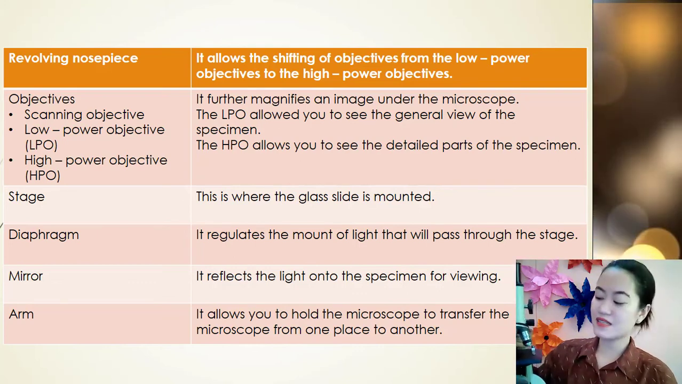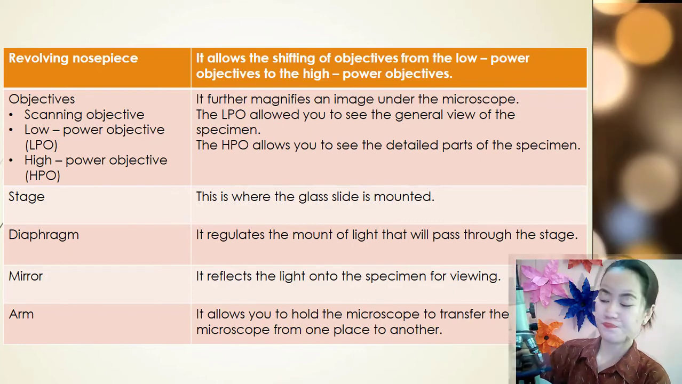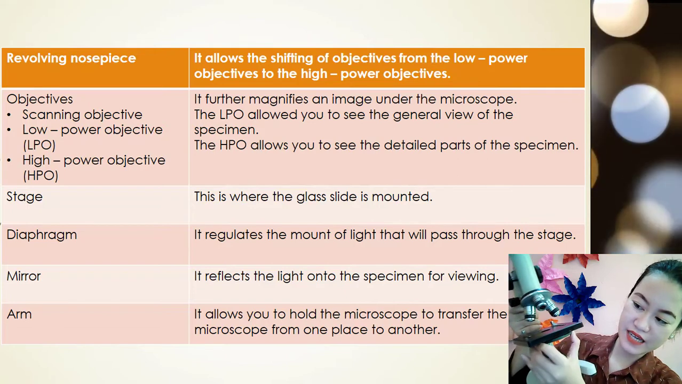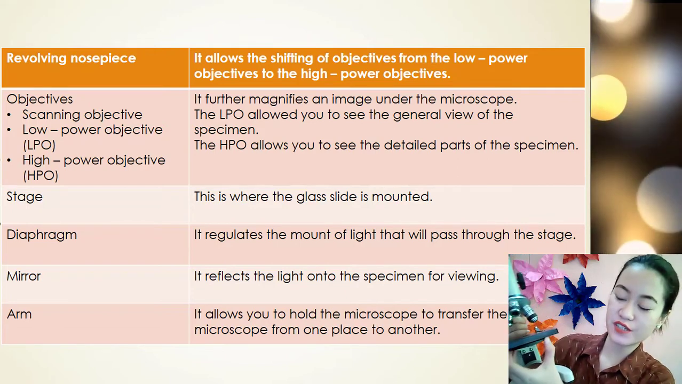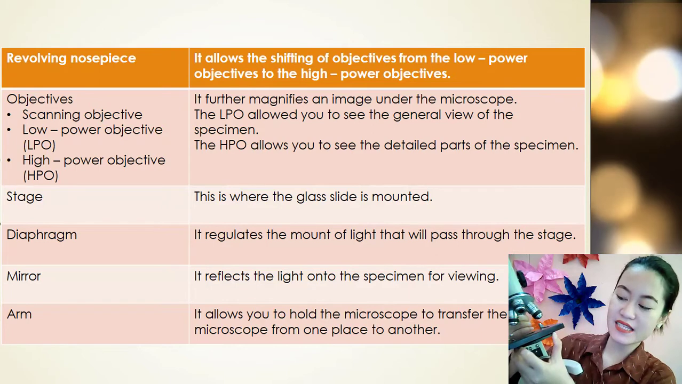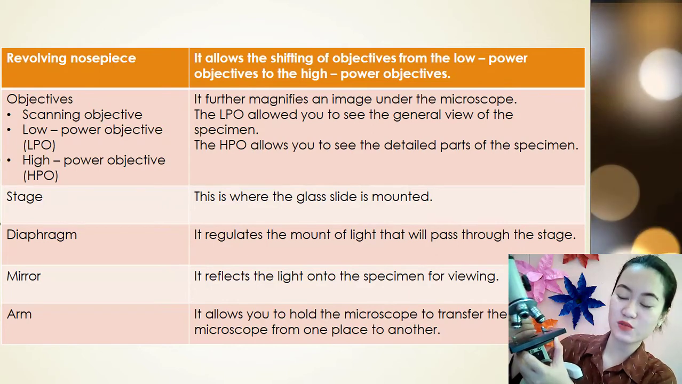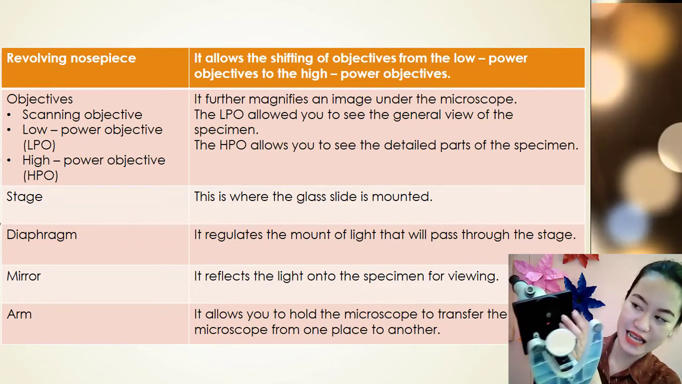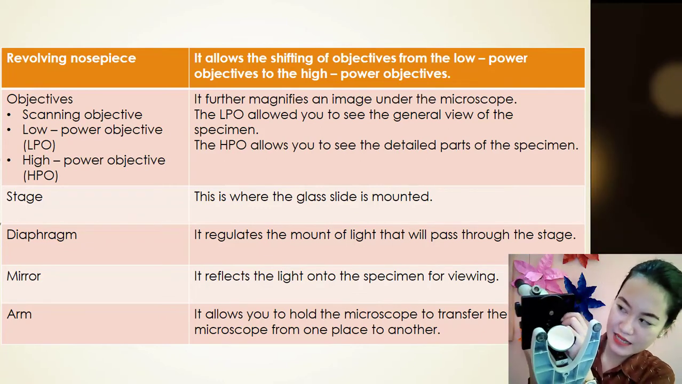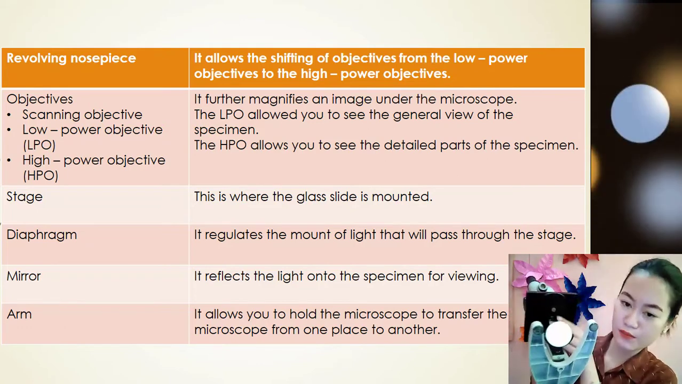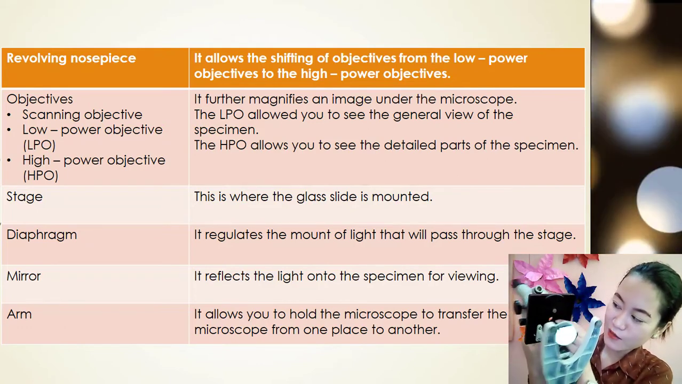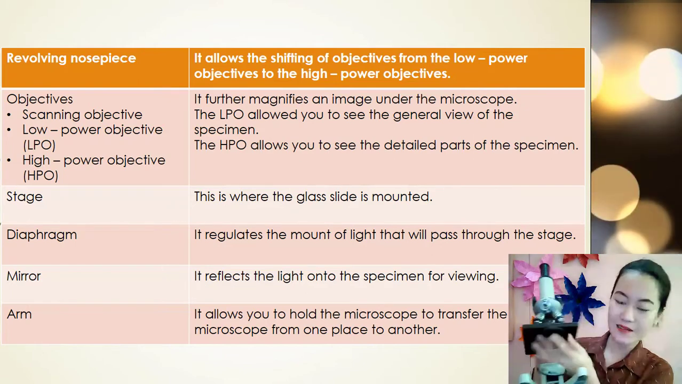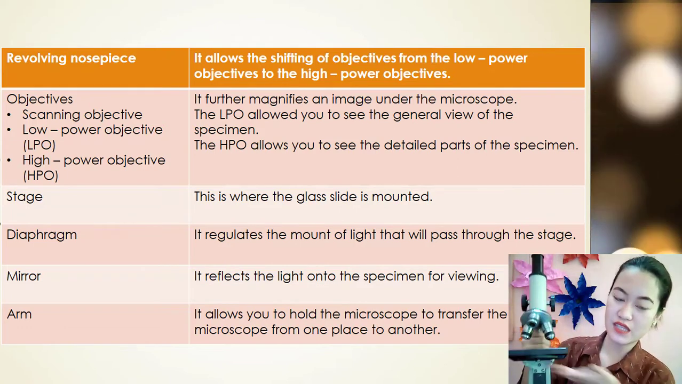Okay. Next, where is the diaphragm? Okay, class. So, this is the diaphragm. Yung bilog na yan. So, what is the function of the diaphragm, class? It regulates the amount of light that will pass through the stage. So, may iba't ibang laki ng butas yan, class. Iba't iba yung size ng kanyang butas. Okay? So, it regulates the amount. Pwede natin ditong makita kung gusto lang natin ay medyo maliit or medyo mas malaki yung gusto natin. Okay? So, that is the function of the diaphragm.